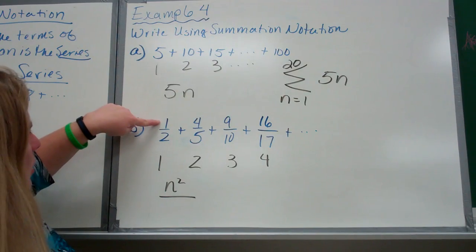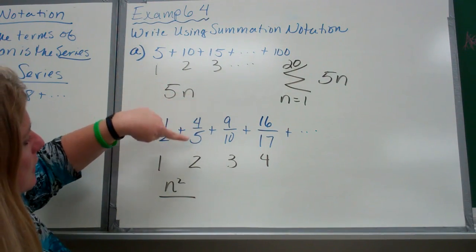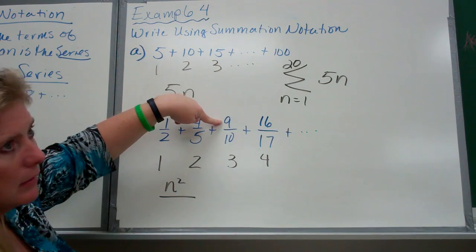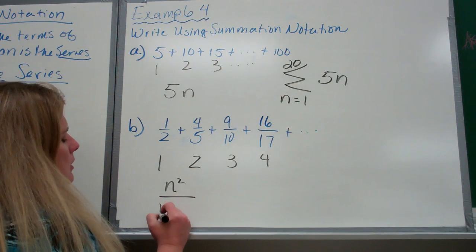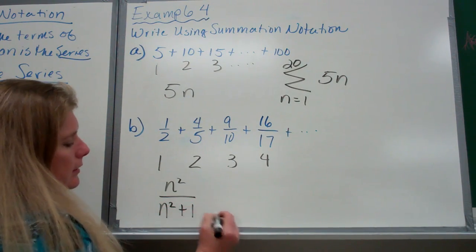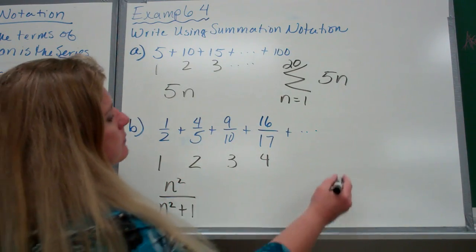Now, 1 plus 1 is 2. 4 plus 1 is 5. You see it? Plus 1, plus 1. So the denominator is going to be n squared plus 1. Okay? There's your function rule.